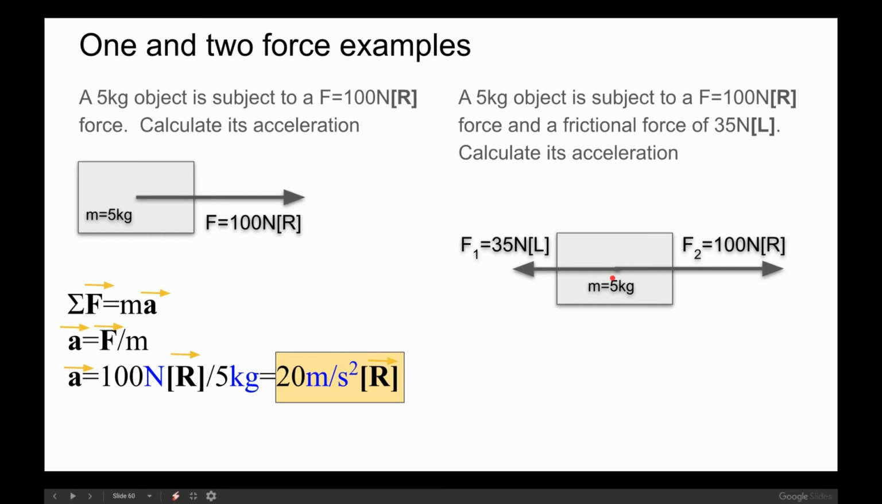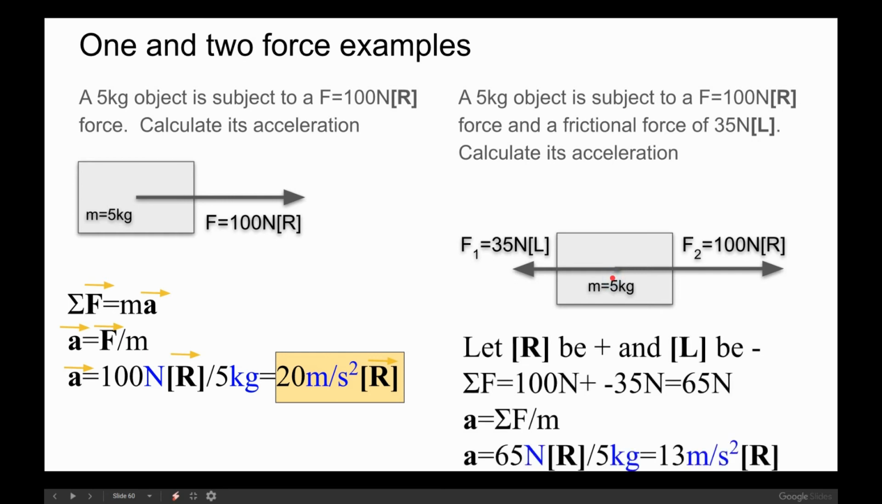To calculate the acceleration, we need to get the sum of forces first. So we're going to call this direction positive and this direction here negative. I just make a little statement, or you could just draw it on here. This means we have 100 newtons plus minus 35 newtons equals 65 newtons. Why didn't I just write 100 newtons minus 35 newtons? Avoid it.